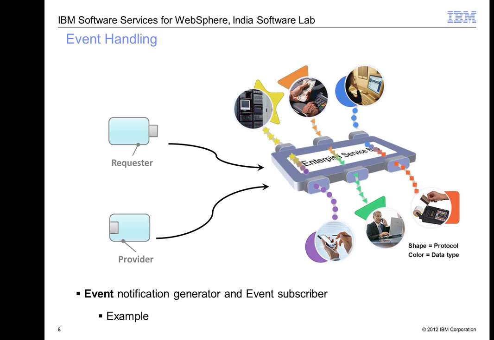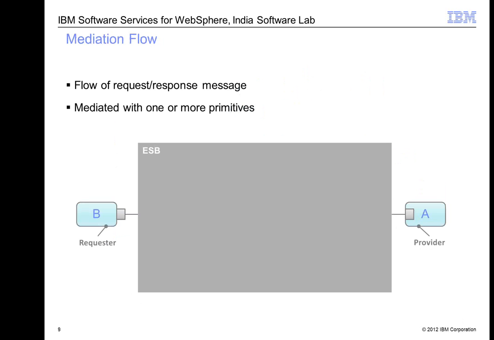Okay, the next important concept is about the mediation flow. The mediation flow is the flow of the message as it is in the enterprise service bus. As you can see on this slide number 9, there is a system on the right hand side which is a provider, and the system on the left hand side which is the requester. In simple words, information has to go from A to B. A has some data, B wants it, and we are going to make sure that it happens by putting an enterprise service bus in between.